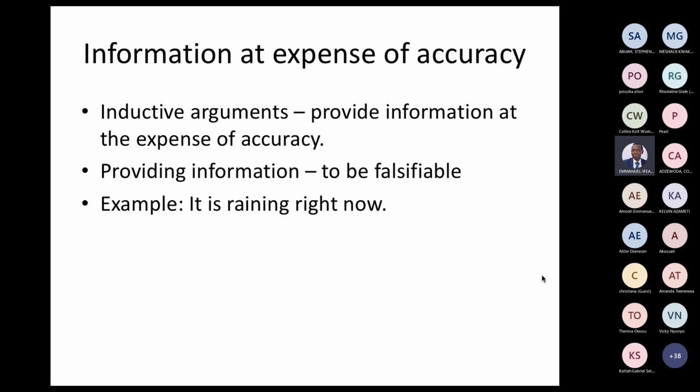Now, the reason for that is that providing information is to be falsifiable. When you provide information, the information you have provided is what we call falsifiable. It can be falsified. Example, it is raining right now. When someone tells you it is raining right now, it is providing information about whether it is raining.